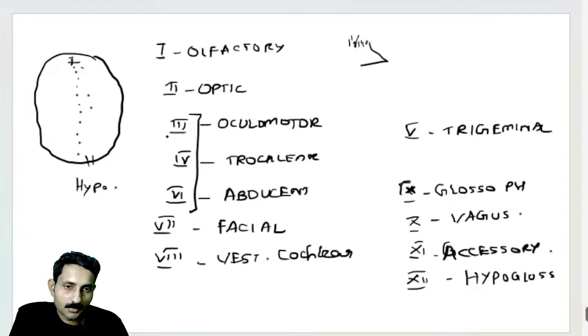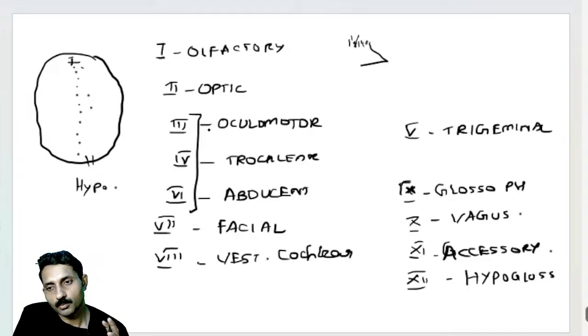Why I put 3, 4, 6 together is that 3, 4, 6 are related to the eyeball movement. The third is already given a name, oculomotor. What is ocular? Ocular means orbit. So oculomotor is a main nerve that is concerned with the movement of the eyeball.